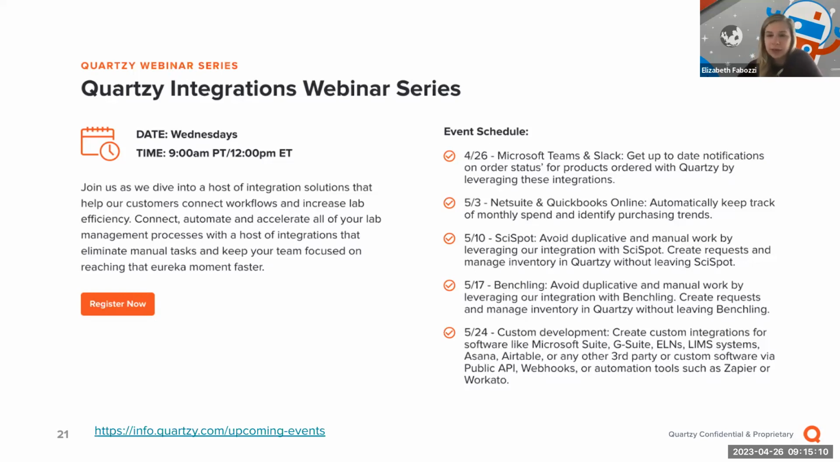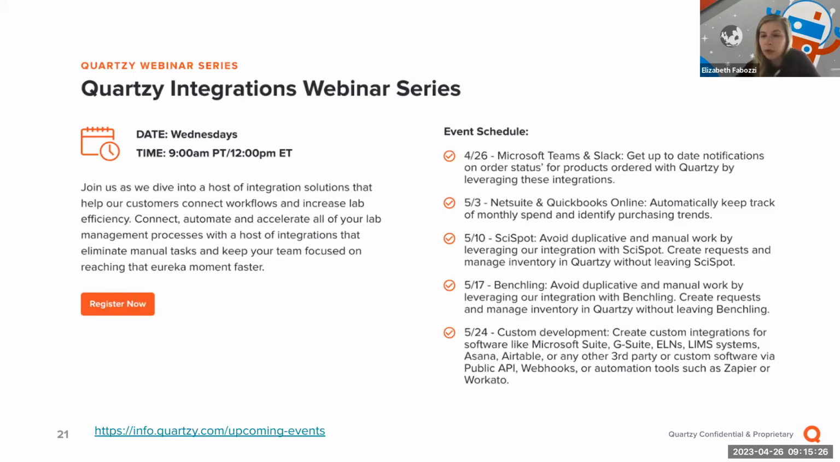So you'll notice that for the webinars from 4.26 to 5.17, that's the Teams, NetSuite, QuickBooks, SciSpot, and Benchling. Those are all what we call out-of-the-box integrations. So those are all available without the need for engineering lift.